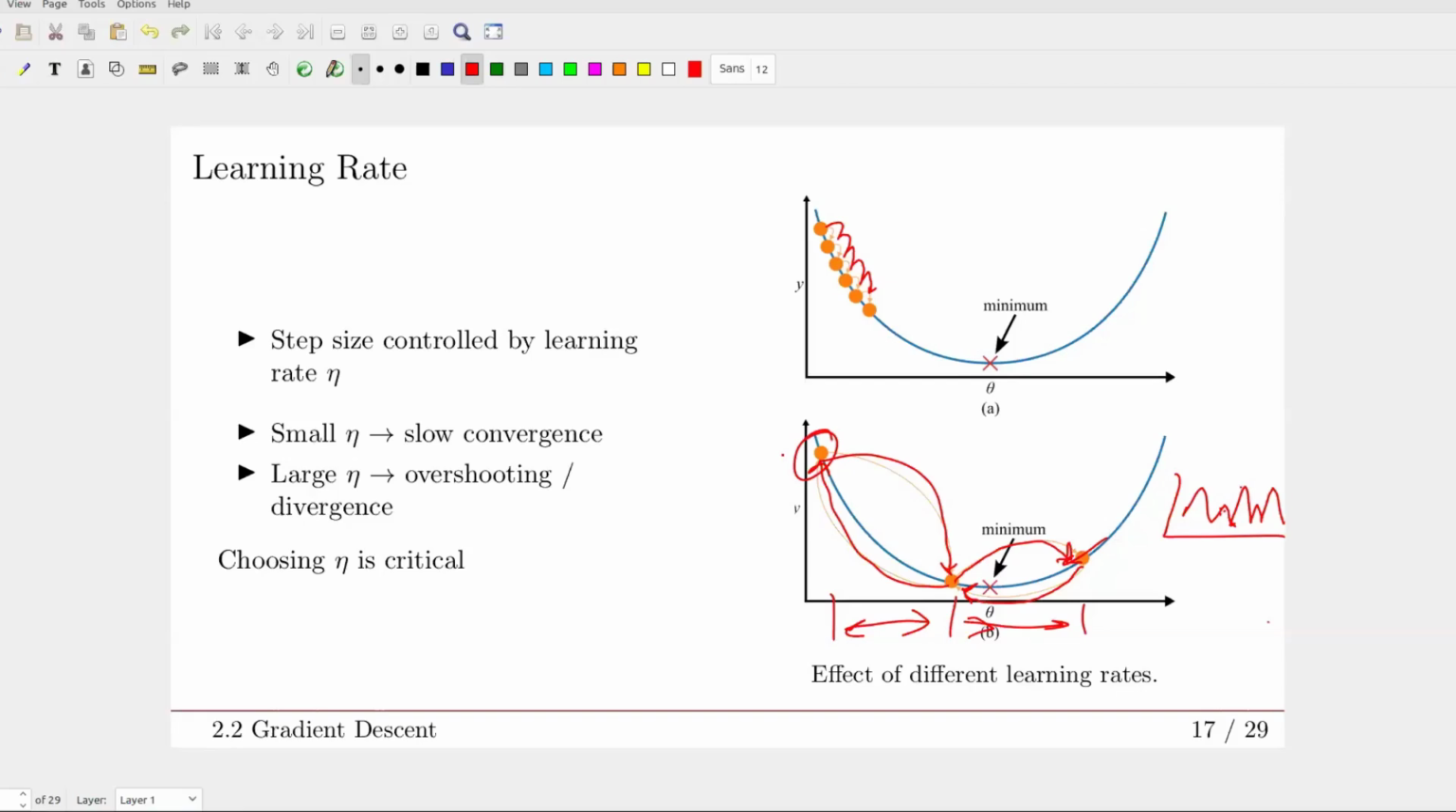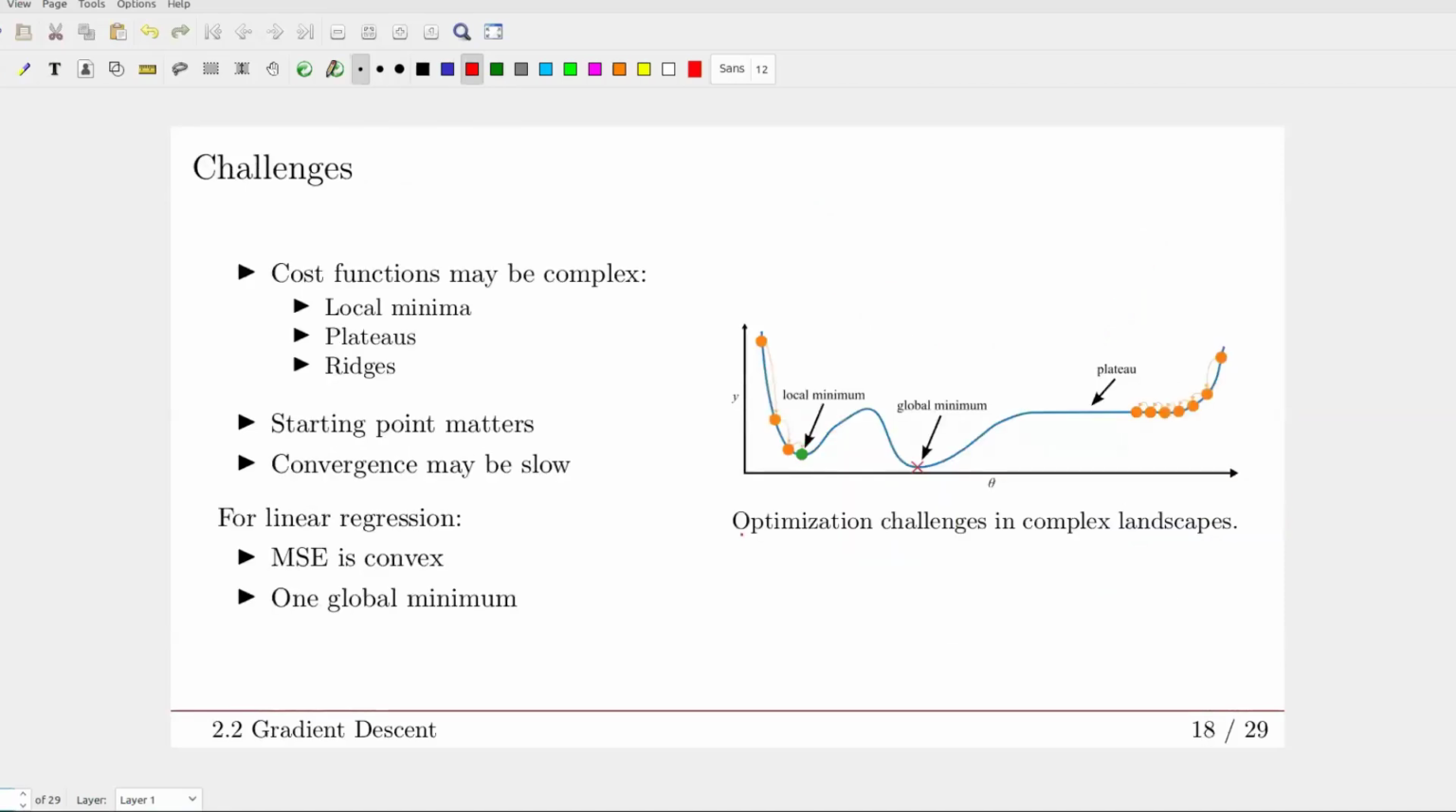So if you have an eta that's too small, it won't really converge, it'll take forever. And if you have one that's too large, you'll overshoot and you'll have a fair amount of divergence. In classical optimization theory, there are a couple of other problems that one might have.